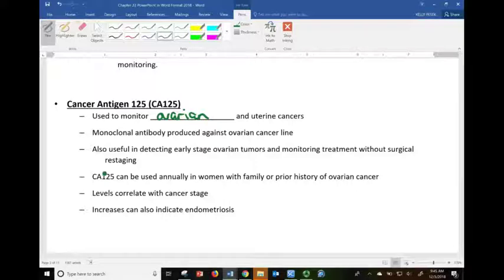Levels of CA-125 do correlate with cancer staging. So stage 4 is associated with the highest levels of CA-125. And increases can be seen also with endometriosis.